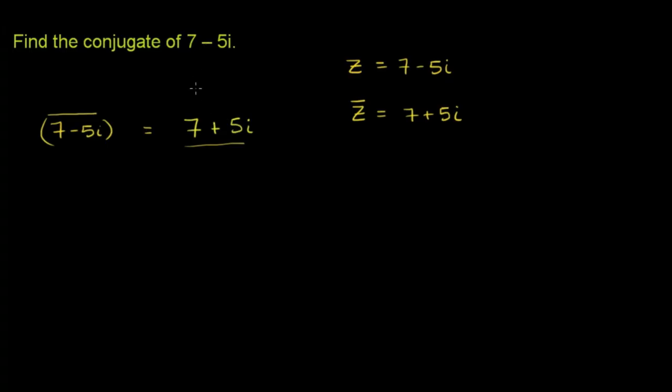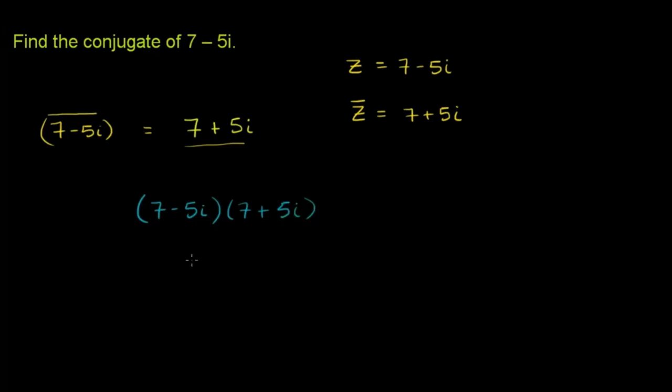They're conjugates of each other. But let me show you that when I multiply complex conjugates, I get a real number. So let's multiply 7 minus 5i times 7 plus 5i. And I will do that in blue. 7 minus 5i times 7 plus 5i.